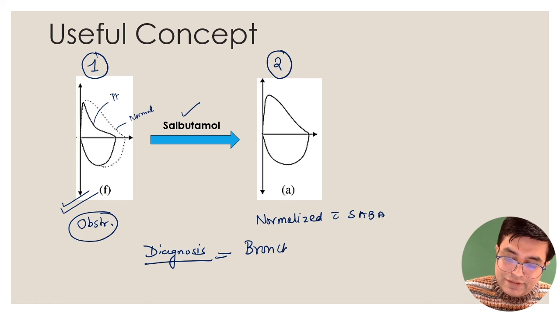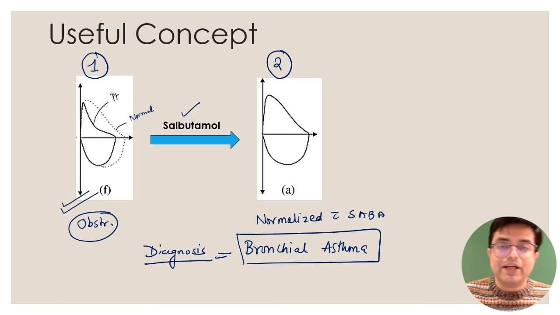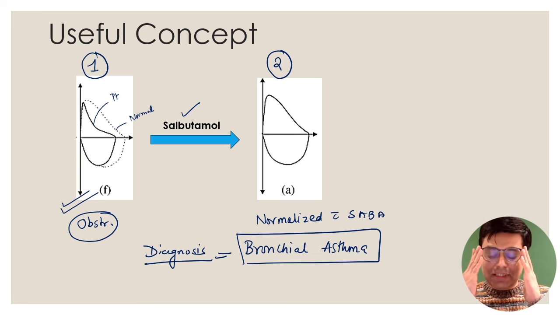It is bronchial asthma. So they will say one graph which normalized, it can come in the form of a photograph. Concavity disappeared after giving salbutamol. What is the likely diagnosis? Asthma. Or they will say, look at the photograph. After giving salbutamol, the initial graph changed into this kind of graph.